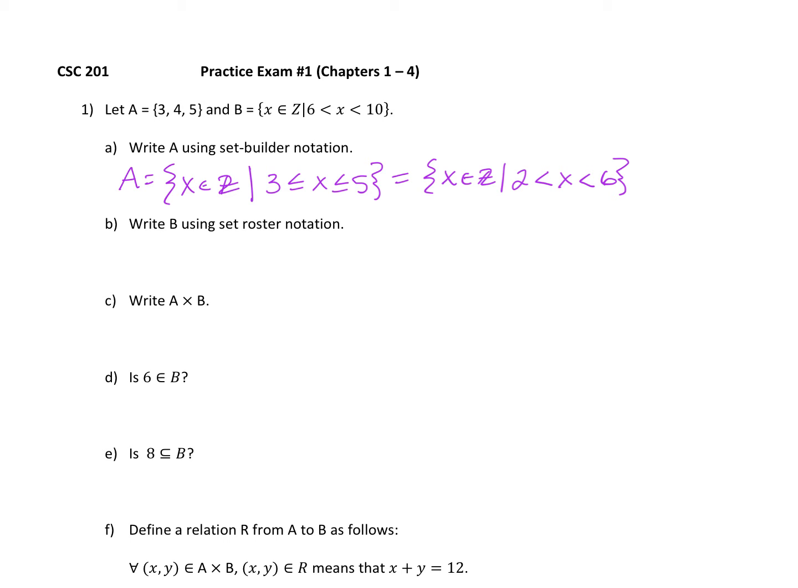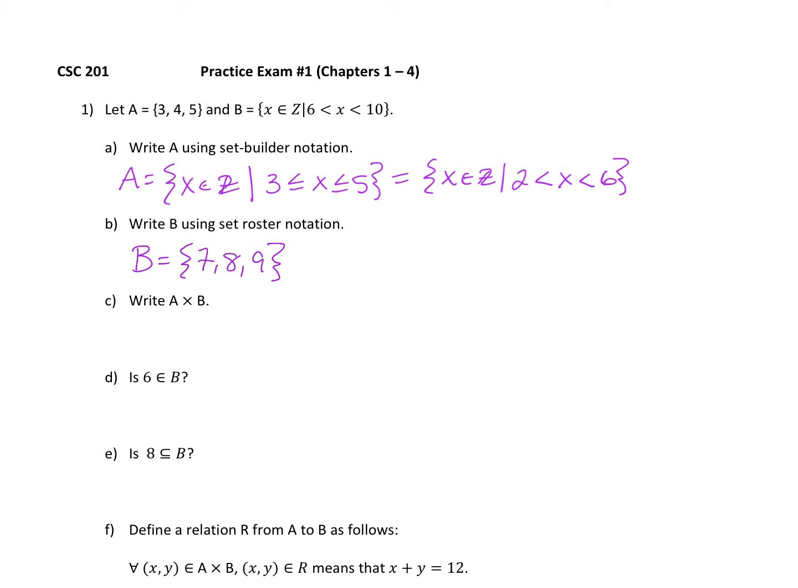All right, write set B using set roster notation. So this is all the integers, the set of all x's in Z, so integers, such that we're sandwiched between 6 and 10, not including the 6 and not including the 10 because it doesn't have or equal signs on there. So we are talking about 7, 8, and 9. So we would say B equals 7, 8, and 9 if we write it in roster notation.